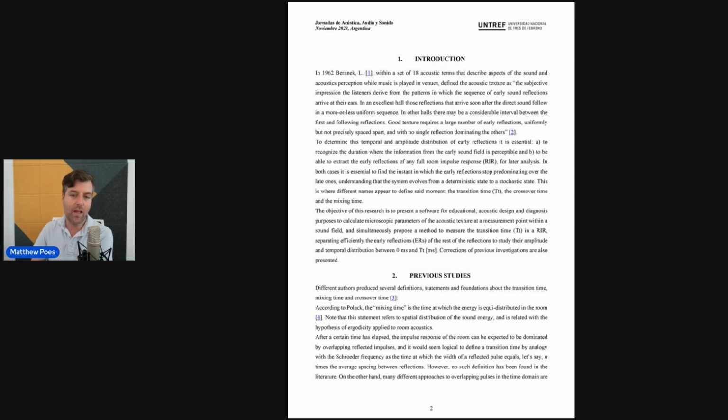So this talks about within a set of 18 acoustic terms that describe aspects of the sound and acoustic perception while music is played in venues, defining the acoustic texture as the subjective impression the listeners derive from the patterns in which the sequence of early sound reflections arrive at the ears. So basically, when you listen to live music, there should be reflections in that live space. And it's what gives the music its life. It's like its body, its sound, everything you hear, your sense of being in a room with the music comes from that.